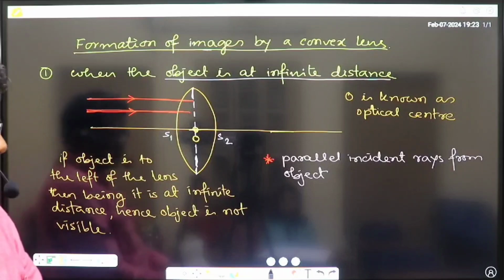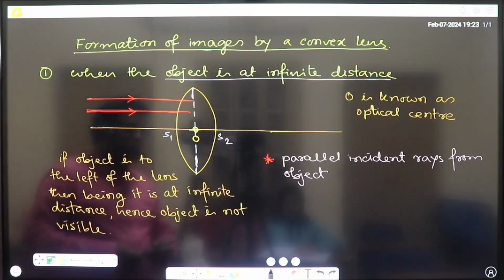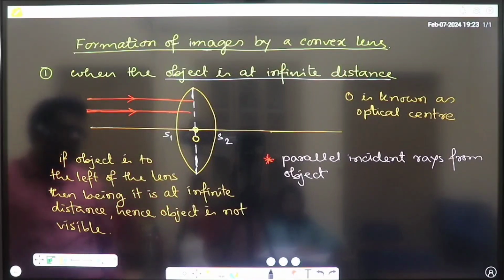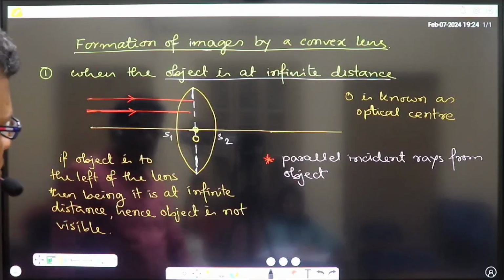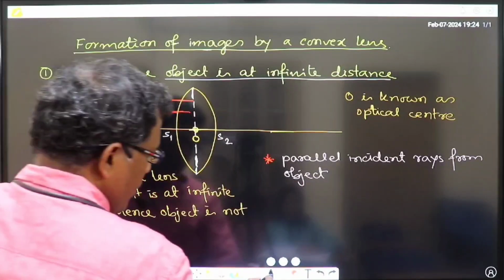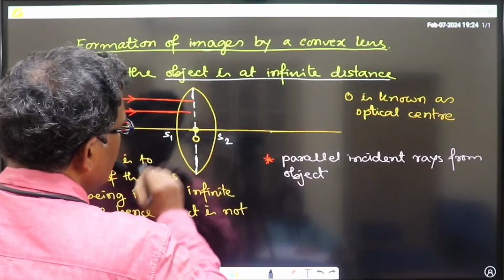Is that clear? Whenever the object is referred to as being at infinity, that means we are bound to consider the incident rays as being parallel to each other. Okay, so that's why I have taken a parallel beam of light rays as if it is coming from infinity.